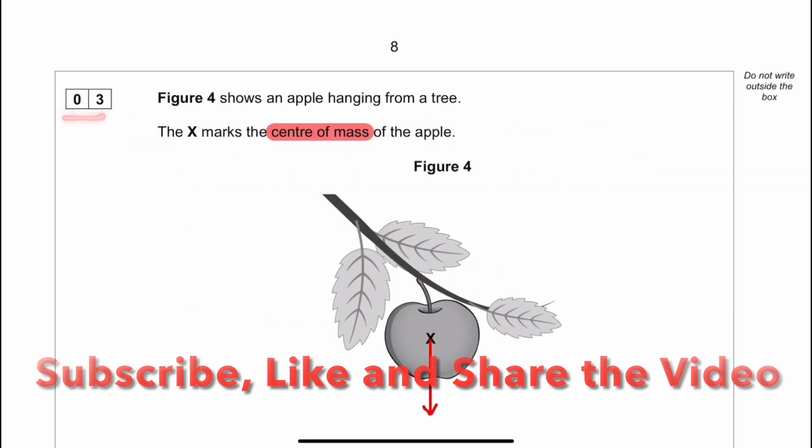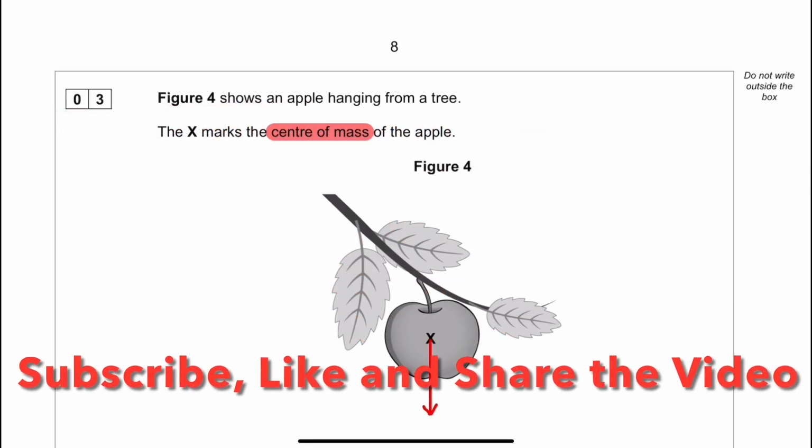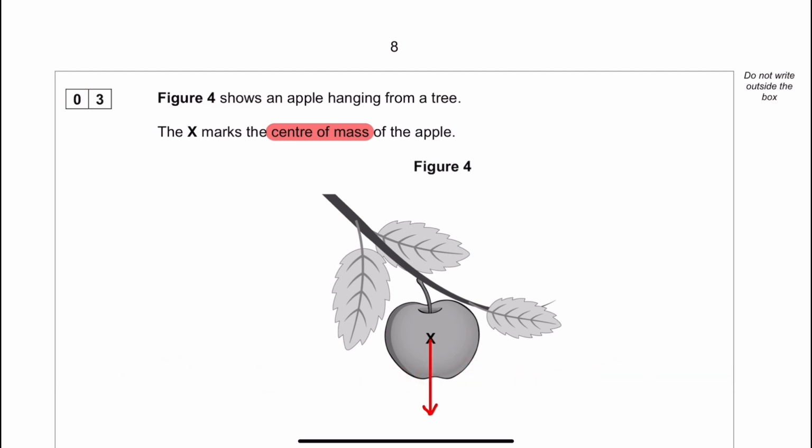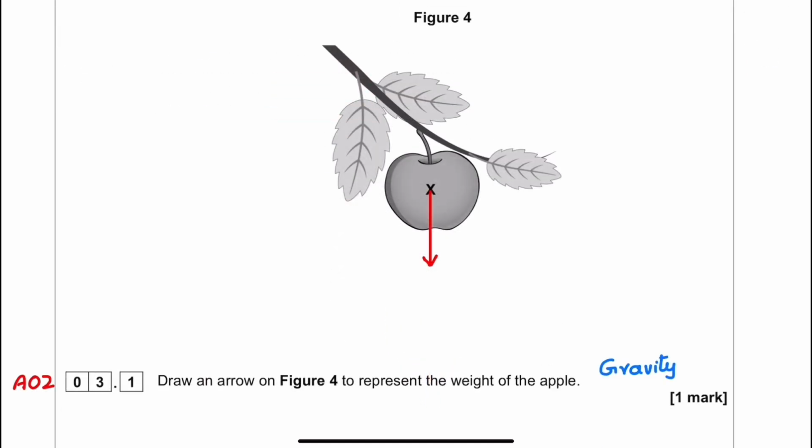Question number 3. Figure number 4 shows an apple hanging from a tree. The X marks the center of mass of the apple. The center of mass is a place where the whole weight of the object is lying. 3.1 is an AO2 question, and this question is from the topic of gravity.